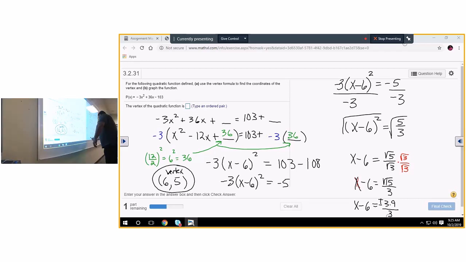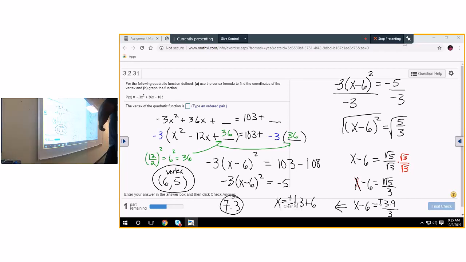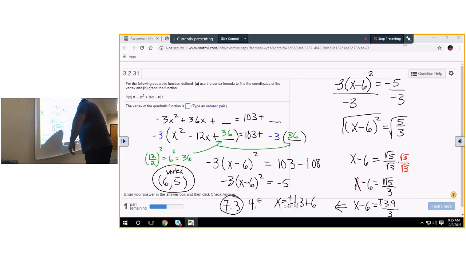Okay? So that's going to give us x is equal to positive or negative 1.3 plus what? 6. And what's 1.3 plus 6? 7.3. And what's negative? You owe somebody $1.30. You give them $6. You have $6 in your pocket. You give them $1.30. What's left? $4.70. So that's going to be 4.7.